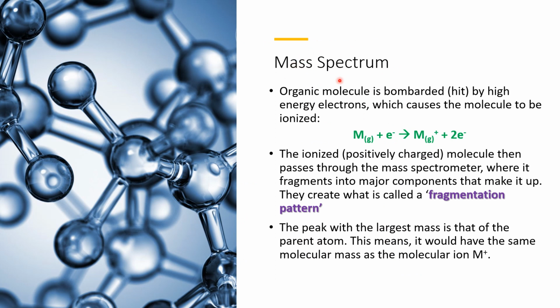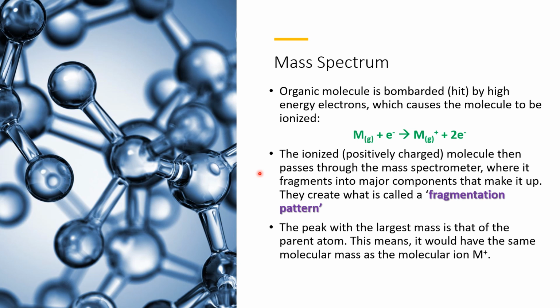Now, looking into mass spec. The mass spec is basically what we use in order to find out the fragments, the fragmentation of the molecule. And this happens because we take a sample and inject it into the mass spectrometer. When we do that, we hit this molecule with really high intensity electrons, which knocks electrons from the molecule, making it into a positive charge. So therefore, it loses these electrons. And so the ionized or positively charged molecule then passes through the mass spectrometer and it basically breaks apart.